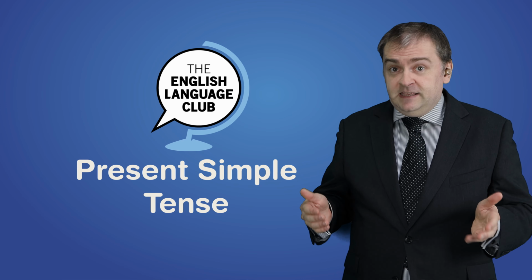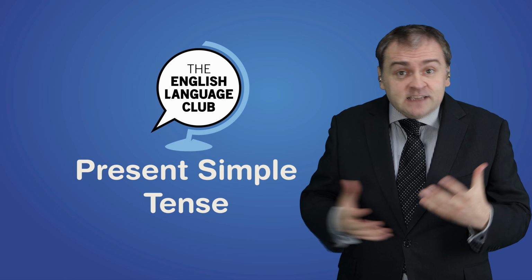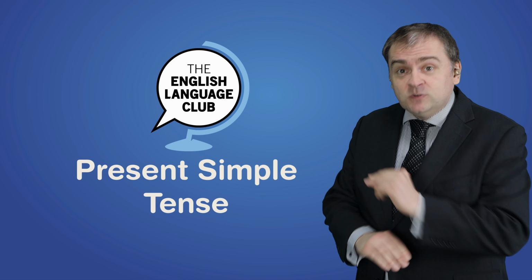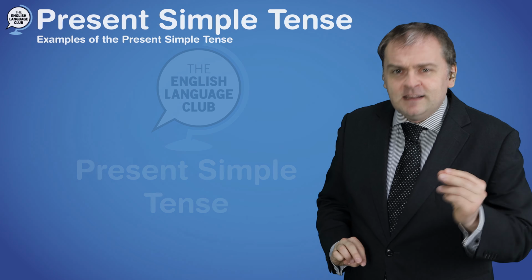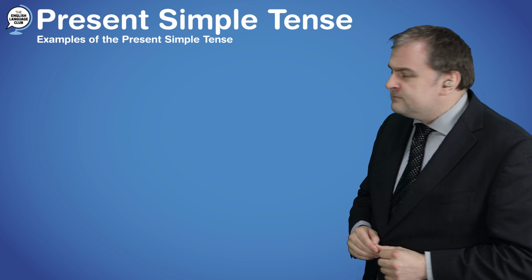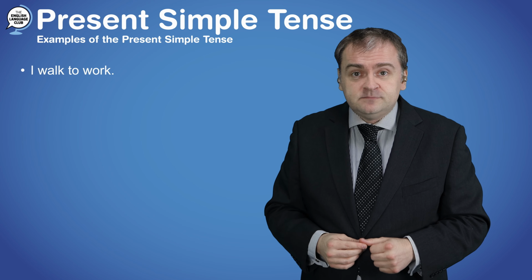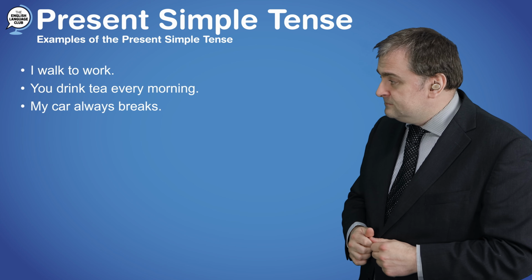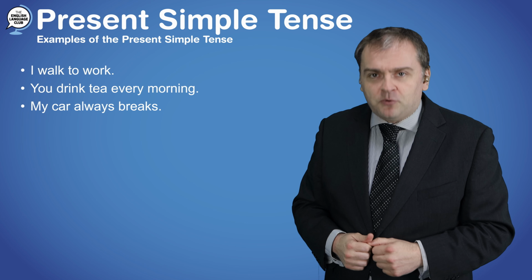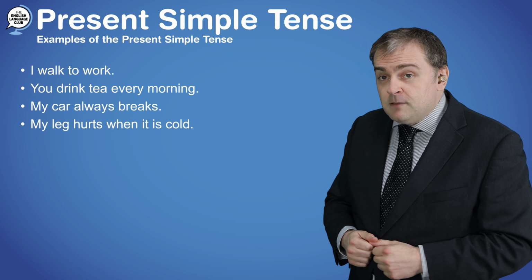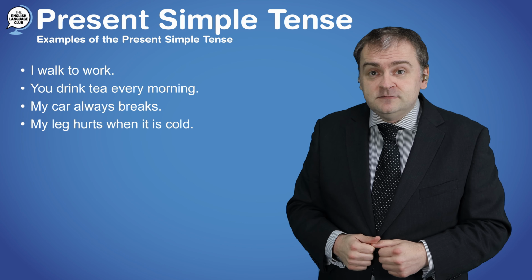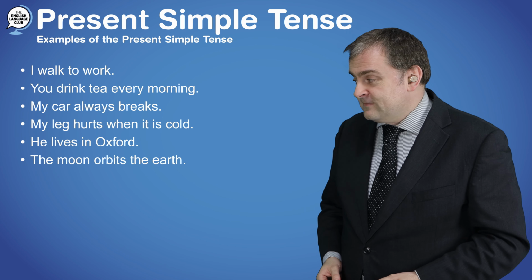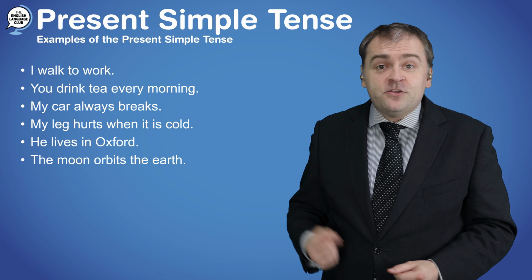And if you use the simple tenses as your guide to how tenses work because they're popular, then all other tenses will seem more chaotic. Let's look at some examples. I walk to work. You drink tea every morning. My car always breaks. My leg hurts when it's cold. He lives in Oxford. The moon orbits the Earth.